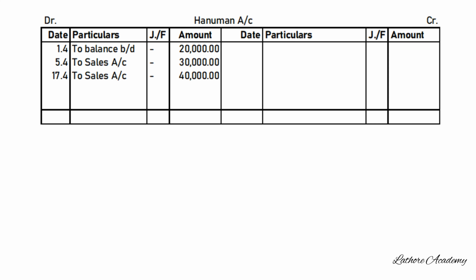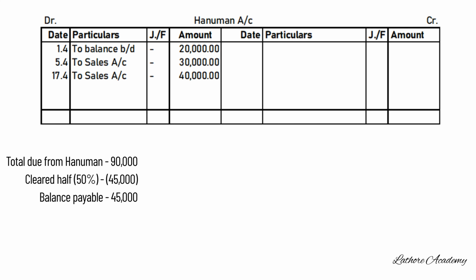From Hanuman, there are three entries appearing on the debit side. So 20,000 plus 30,000 plus 40,000 totals 90,000. The total dues were 90,000, out of which he is clearing half of it. Half means 50% of 90,000, which is 45,000. So the balance payable from Hanuman is 45,000.